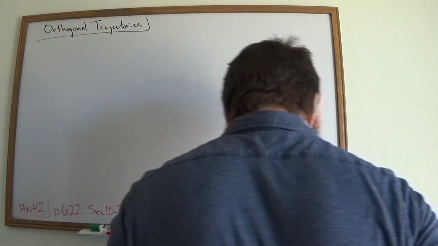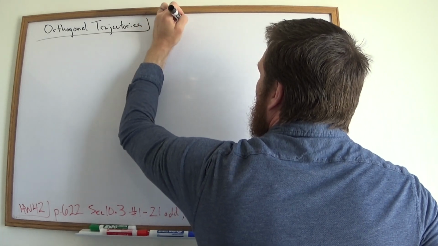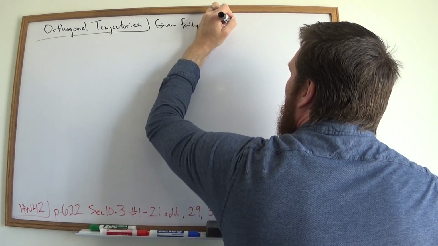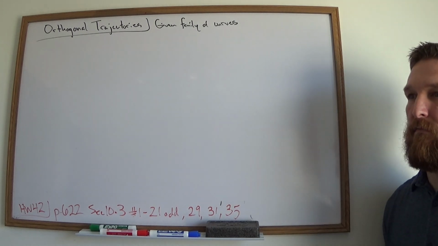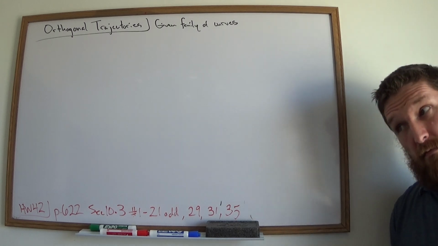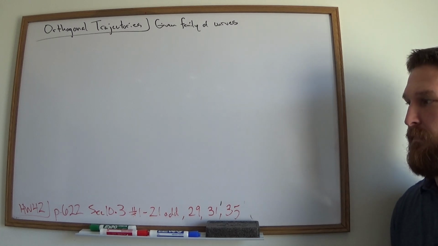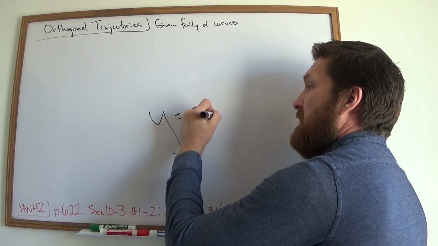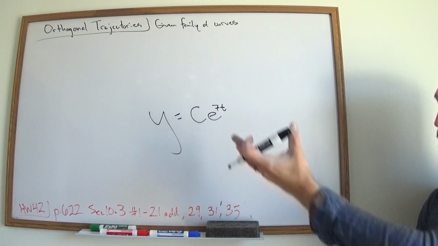Orthogonal trajectories. So given a family of curves, notice I didn't say given a solution to a differential equation, though that is the same thing. A family of curves may be a solution to a differential equation. It doesn't need to be. You could just specify some family of curves, like for instance, y equals C e to the 7t. That's a family of curves.